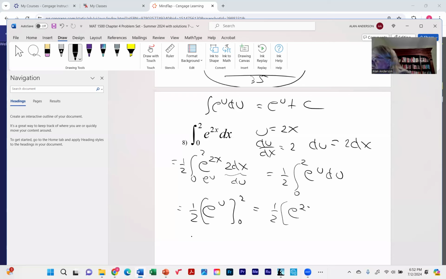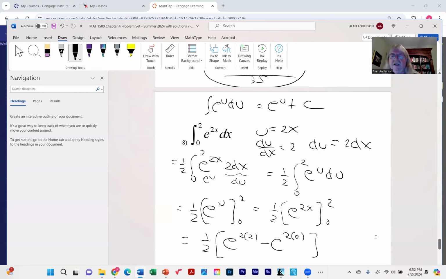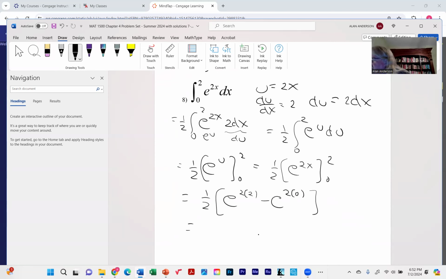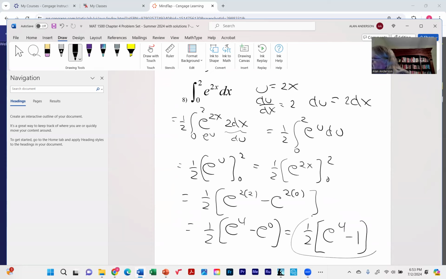u is 2x. So we'll have 1/2 times e to the 2 times 2 minus e to the 2 times 0. And then we just have to clean it up a little and simplify it. e to the 4th minus e to the 0. And of course, e to the 0 is just 1. And we're done.